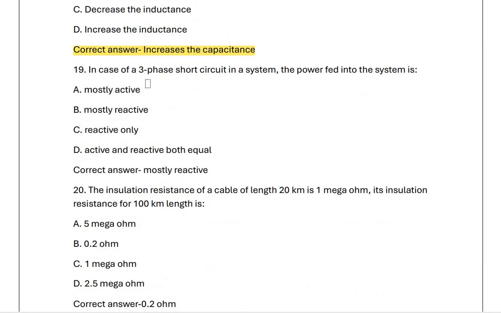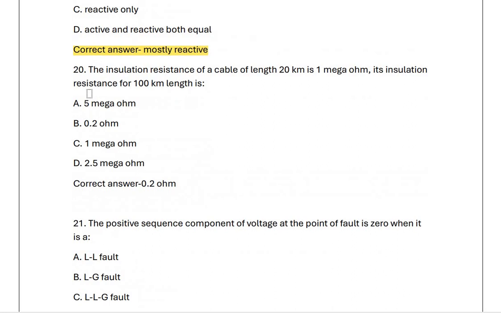19. In case of a three-phase short circuit in a system, the power fed into the system is A. Mostly active, B. Mostly reactive, C. Reactive only, D. Active and reactive both equal. Correct answer: mostly reactive.